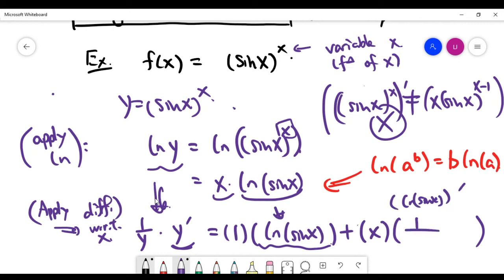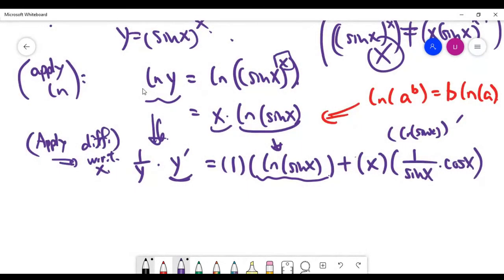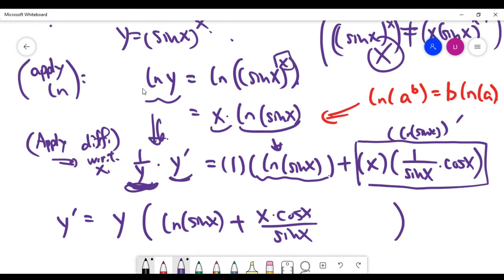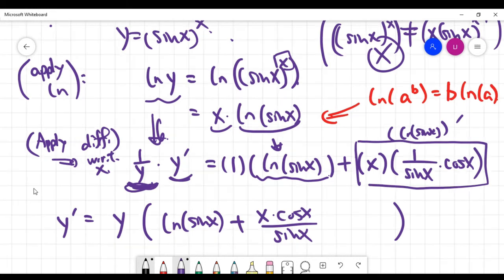So please think about how to differentiate this function. It becomes 1 over sine x times cosine x. I'm using a chain rule here. And this problem is almost done. Because there's a 1 over y here, I can apply it to the right hand side by multiplication of y. So y is multiplied to the whole thing, ln of sine x plus x times cosine x over sine x. So please see what I'm doing here. I'm grouping all the terms as a single fraction. And basically, that's the final answer.